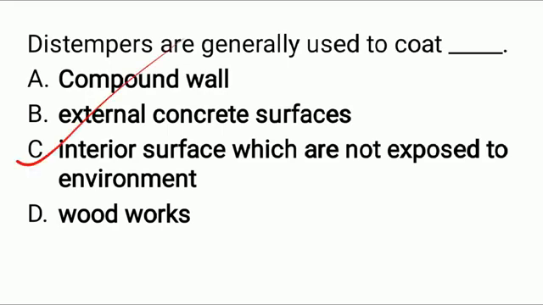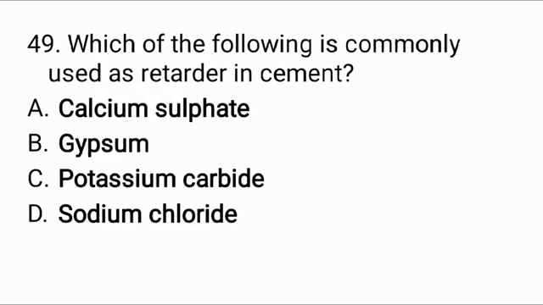Next question. Which of the following is commonly used as a retarder in cement? Our answer will be gypsum. Why? In cement, gypsum is used as a retarder because it slows down the heat of hydration of the cement. Sugar is also used as a retarder in cement. You can use it. Okay. So next question.